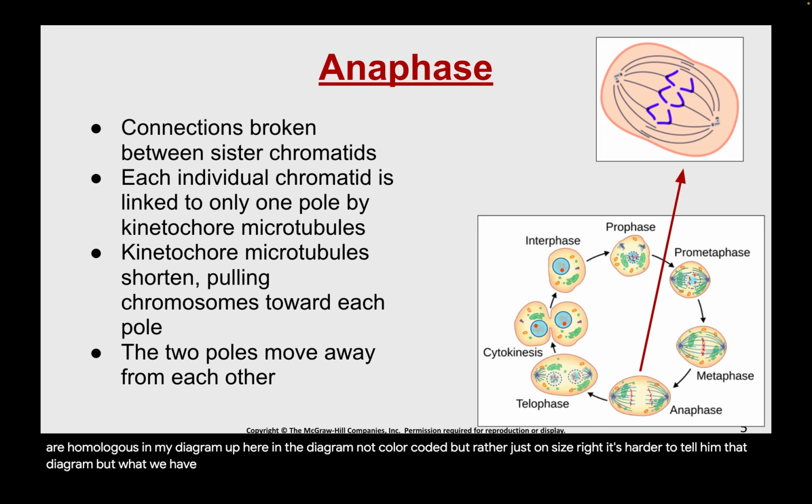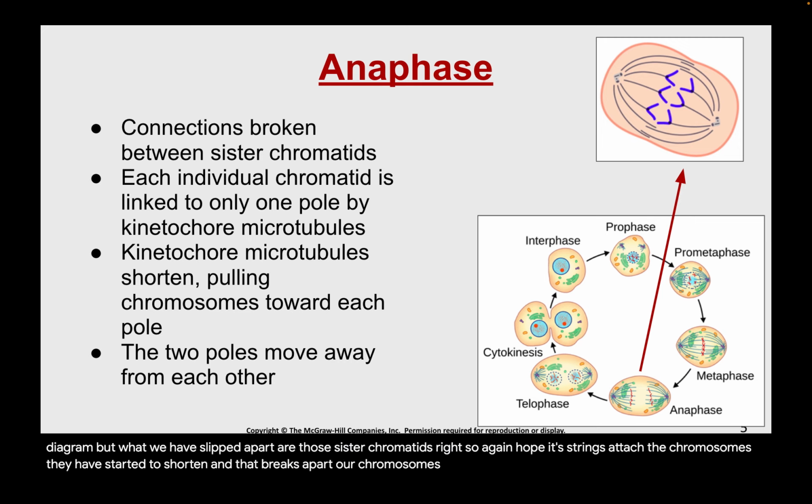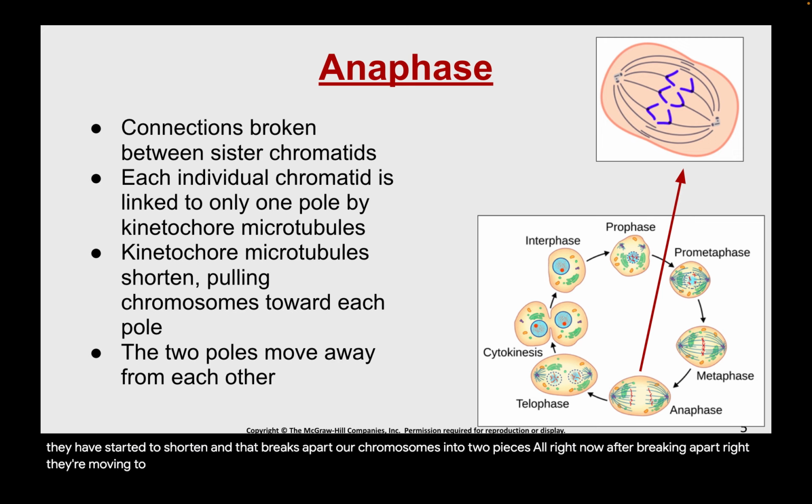But what we have split apart are those sister chromatids, right? So again, those puppet strings attach to the chromosomes. They have started to shorten, and that breaks apart our chromosomes into two pieces. All right, now as they're breaking apart, they're moving to opposite poles, right? They're being pulled to either side of the cell.